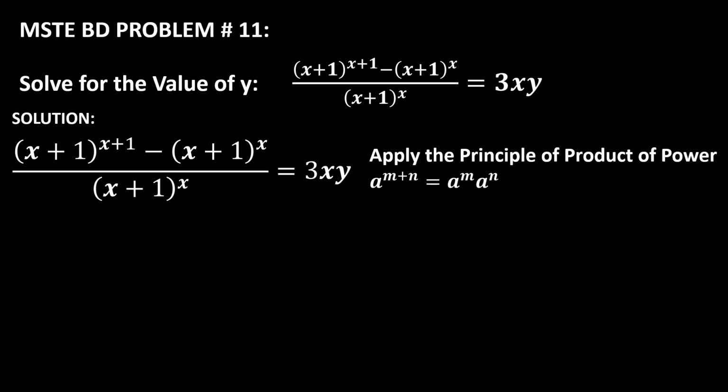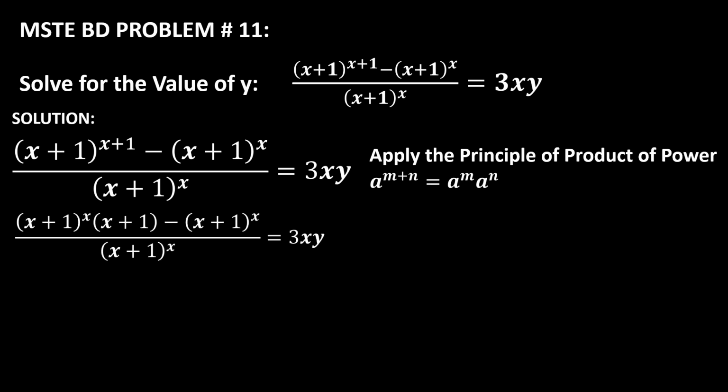Actually, the best thing to do is to take a look at the first term of our numerator, x plus 1 raised to x plus 1. This can be factored as (x plus 1) raised to the x power times (x plus 1) raised to the 1 power. That is why our given equation resulted into this one.